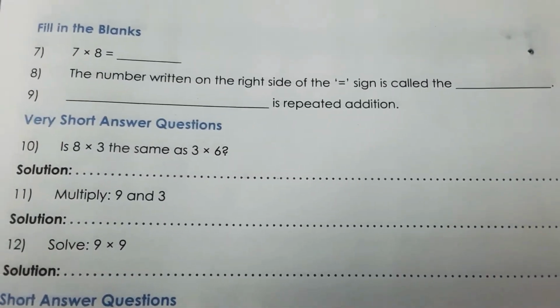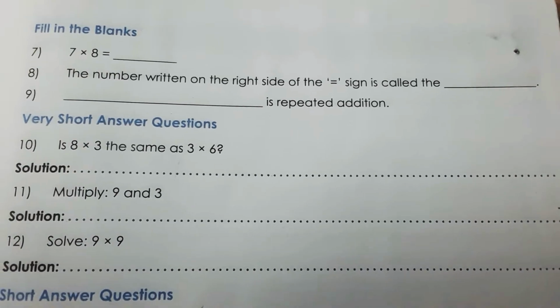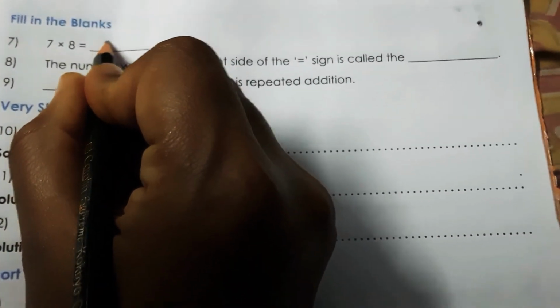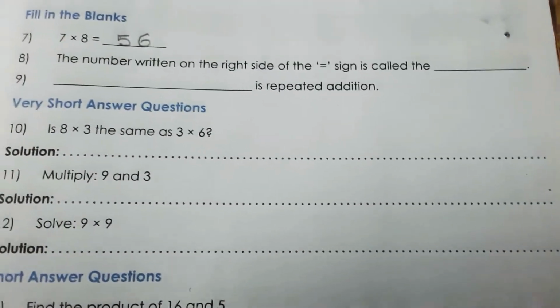7 into 8 is equal to dash. You know the table of 7 well, and 7 and 8 both well, isn't it? So what is the answer? 7 8s are 56. Okay.